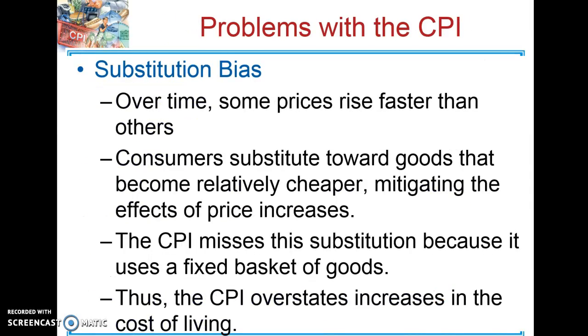So, some problems with the CPI, there's a substitution bias. Over time, some prices rise faster than others, and consumers substitute toward goods that become relatively cheaper, mitigating the effects of price increases. The CPI misses the substitution because it uses a fixed basket of goods. Thus, the CPI overstates increases in the cost of living.